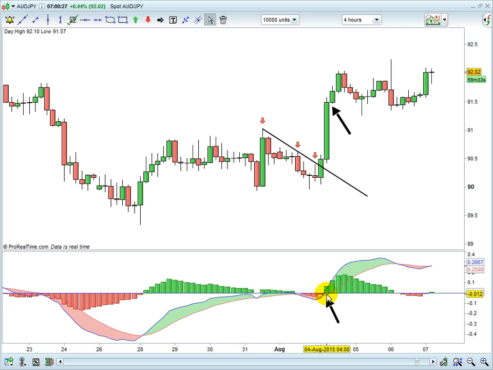Price is always more accurate than anything else, and that is often conveyed by trendline analysis as shown in this chart example.